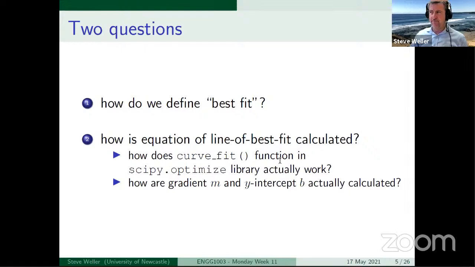But it'd be nice to be able to do that fit ourselves, both for the level of understanding that comes, but actually more for this course. It turns out to be a great little exercise in Python programming, a really nice opportunity to flex your Python muscles and calculate the gradient and intercept yourself. And the reason that's nice as a Python exercise is that you can cross-check your answer with the results that are returned by the curve fit function.